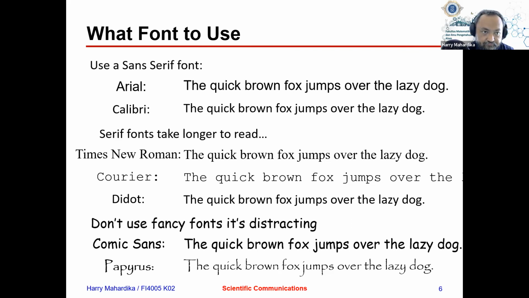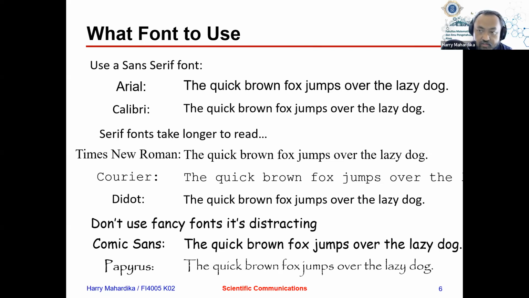Okay, so the font that we usually use, the formal one, is a sans serif font. This is the one that we usually choose for slide presentation, whether it's Calibri or Arial. And serif fonts take longer to read. So this is why I suggest you to not bother to add sentences in your slides, but replace them with keywords or short phrases.